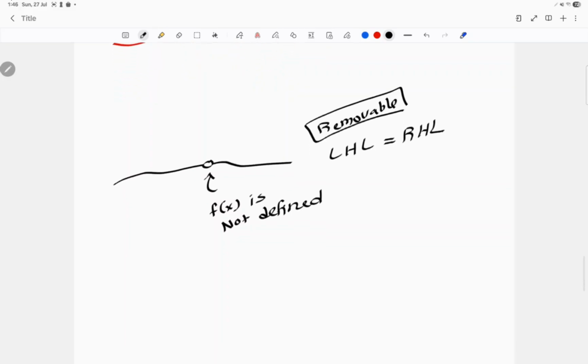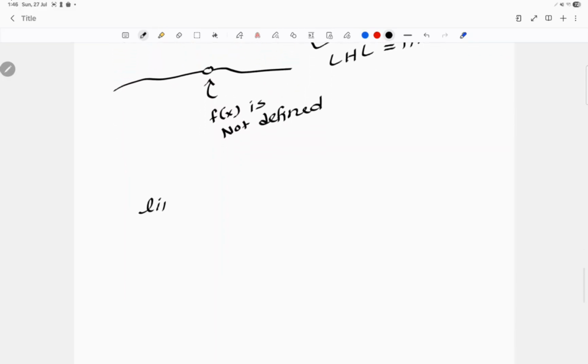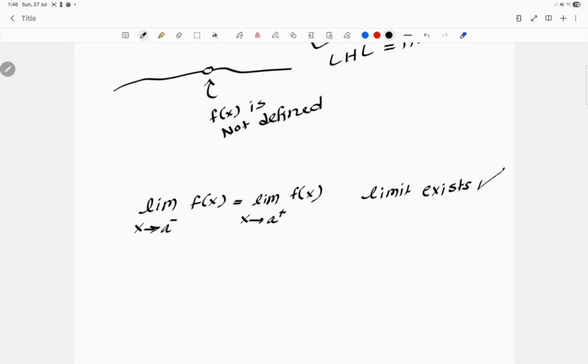So look, if the limit of x approaching a certain value from the left is equal to the limit of x approaching a certain value from the right. Okay, so negative means left, positive means right. In this case, does the limit exist? Yes, the limit exists. So condition number 1 is satisfied. The limit exists. But that's not enough for the function to be continuous.